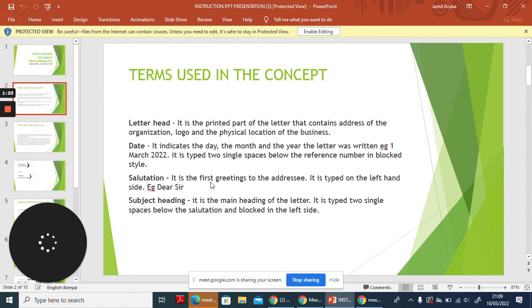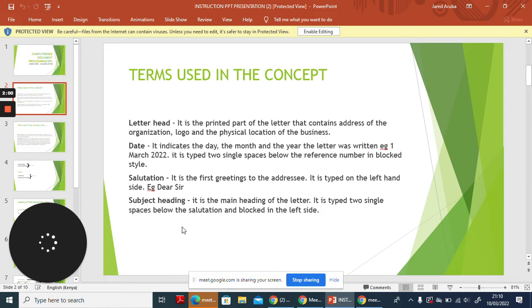So we are on the second concept, that is date. It indicates the day, the month, and the year the letter was written. That is, for example, we have 1st March 2022. And then we have another concept, that is salutation. Salutation is the first greeting of the addressee. It is typed on the left-hand side. That is dear sir, or sometimes you can type dear madam.